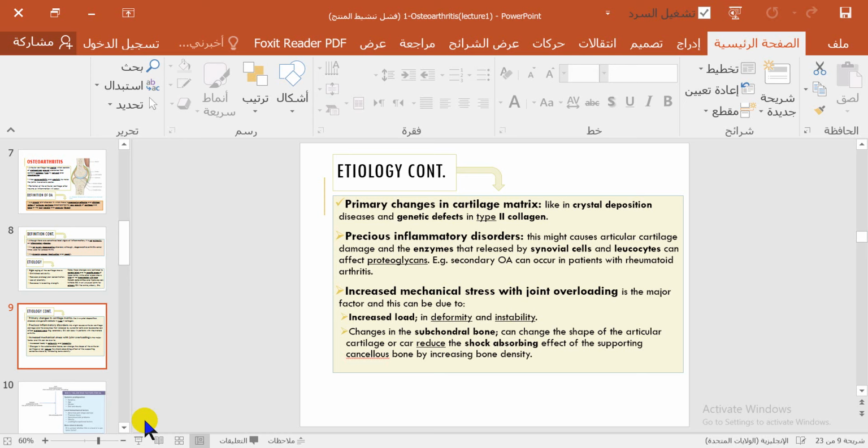Increased mechanical stress with joint overloading is the major factor, and this can be due, first of all, to increased load in deformity and instability. Changes in the subchondral bone can change the shape of the articular cartilage or can reduce the shock absorbing effect of the supporting cancellous bone by increasing bone density. So OA changes go with increased bone density, and the joint is less affected in osteoporosis.